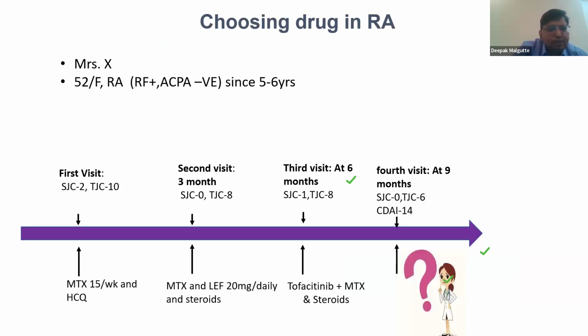Like this patient who was initially started on methotrexate and had mild disease activity, with a swollen joint count of 2 and more tenderness. Then she had a partial relief, so she went to another doctor who added leflunomide and steroid. But again, she has all joints tender. So she moved to a third doctor where tofacitinib was added. Steroids were continued. Still, she is not getting relief.